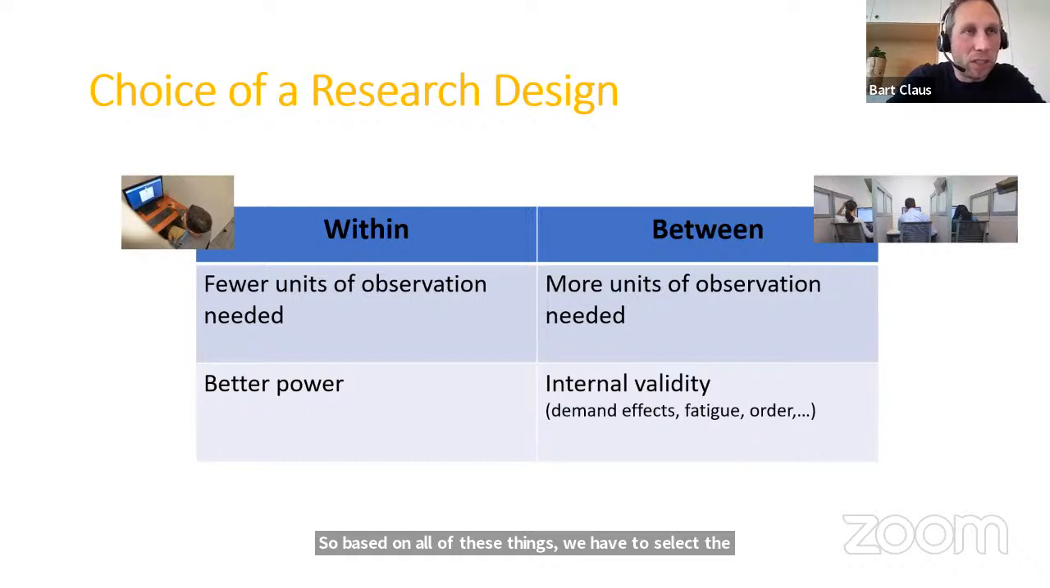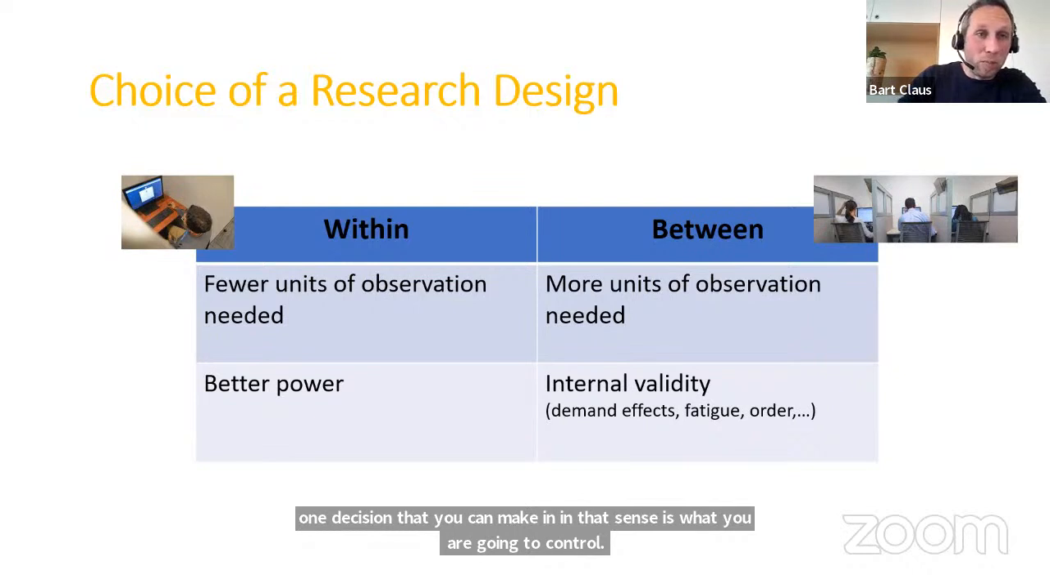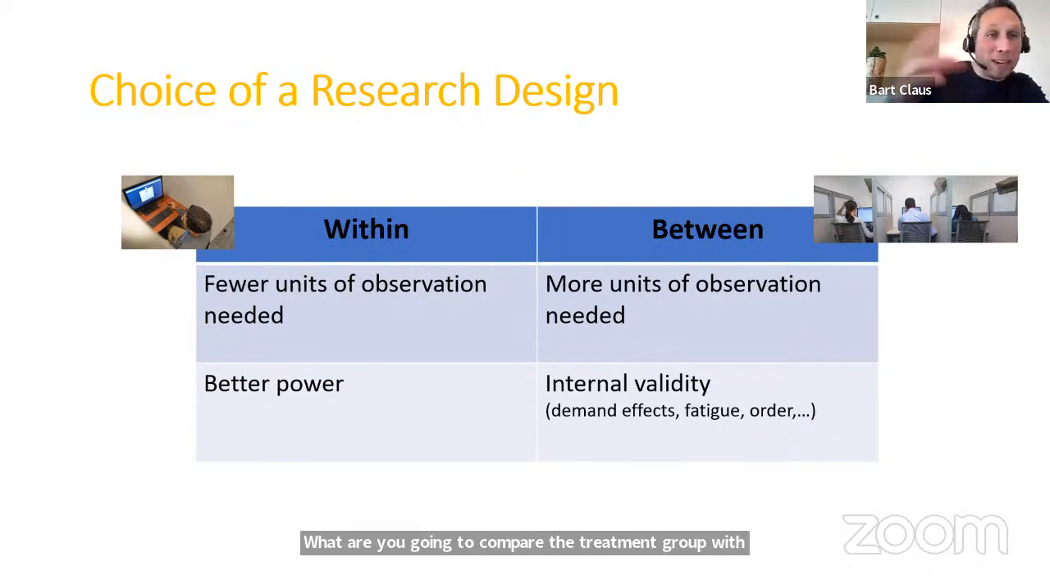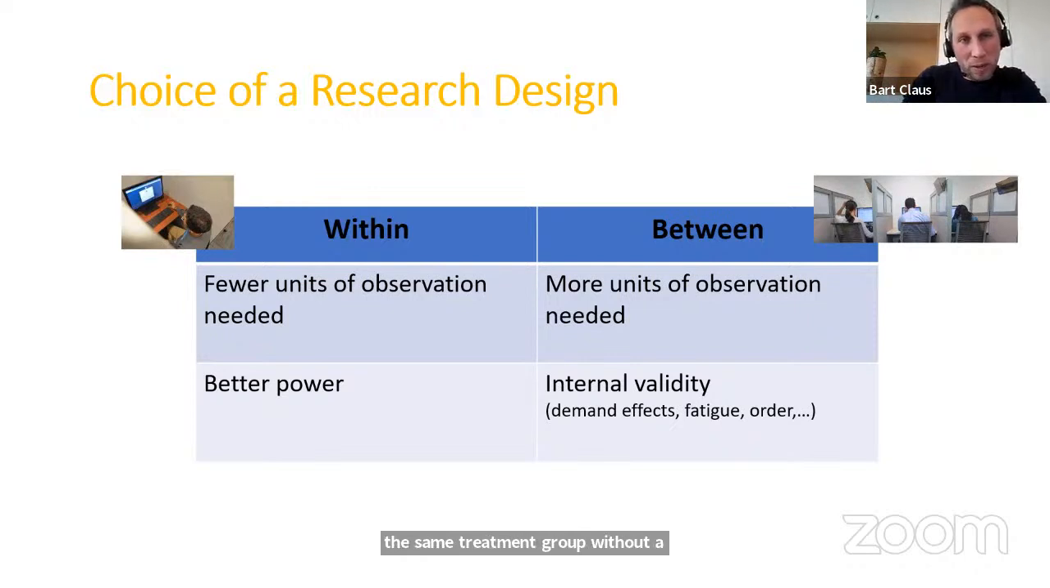possible, right? And one of the decisions that we need to make is who is our unit of comparison, right? And one decision that you can make in that sense is whether you are going to compare the treatment group with the same treatment group without the treatment, or whether you are going to compare the treatment group to a different group without that treatment, right? And this is the difference between a within participants or within subjects design and a between participants or a between subjects design, right? In the within participants design, people are their own controls, their own control group, right?